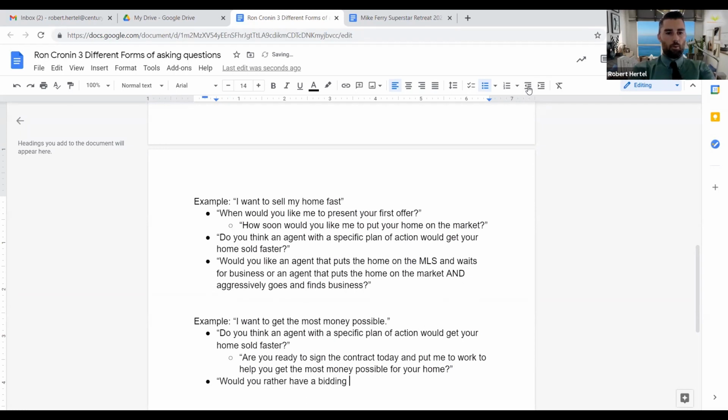Would you rather have a bidding war on your home or not have an opportunity to negotiate any offers at all? Yeah, so there you go. That's a perfect A or B question. Well, I want a bidding war. There we go. That's how we get the most money possible. Right? We're talking about price.